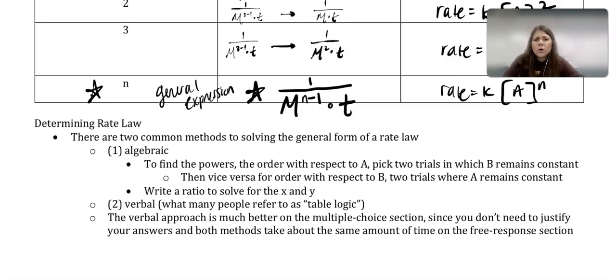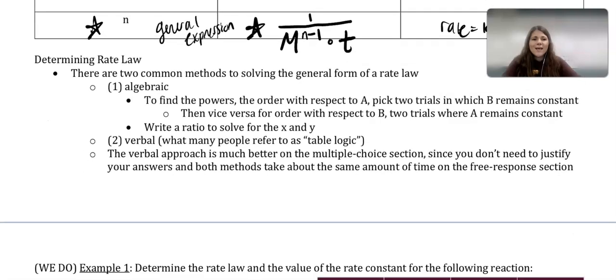The other way is verbally. I would definitely do this more for a multiple choice section since you don't need to justify your answers. Both methods will take the same amount of time on a free response, because if you use the verbal approach, you need to explain in a paragraph format what trials were changing and how that changed. By the time you do all of it, you might as well just do the math, okay?